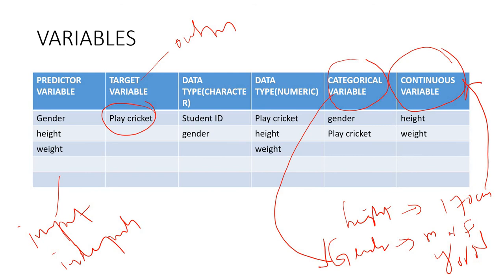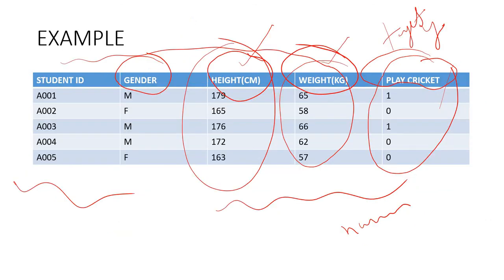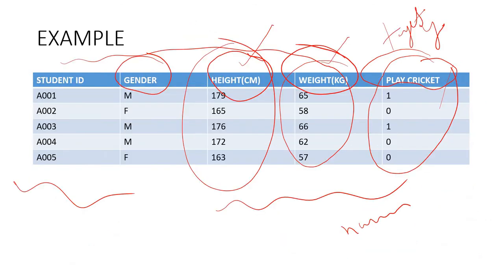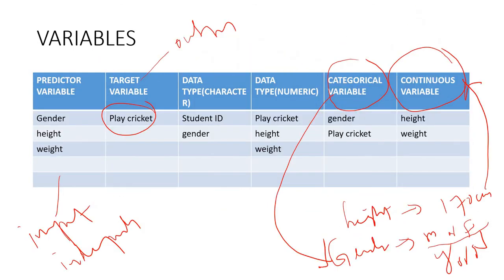When I talk about height and weight, they are continuous variables. It can be 160, it can be 170, it can be multiple values. For categorical variables, the answer is limited to two or three values. So in our case, height and weight are continuous variables, and gender and play cricket are categorical variables.